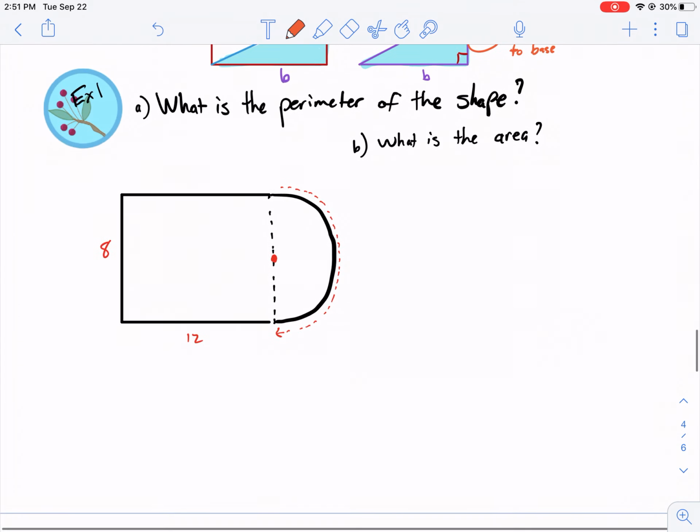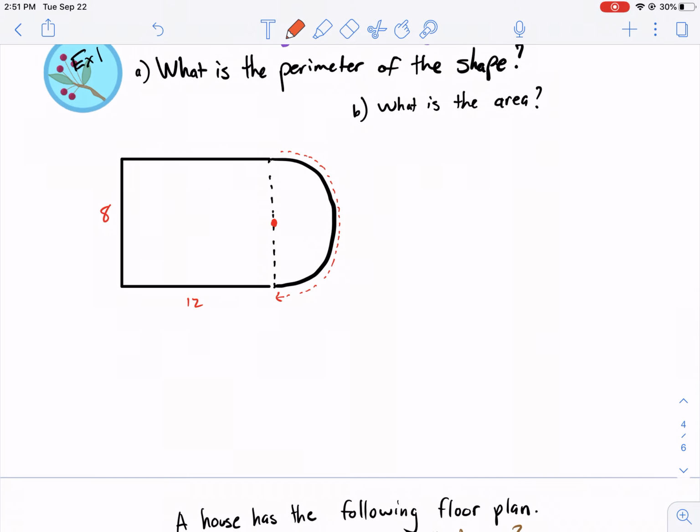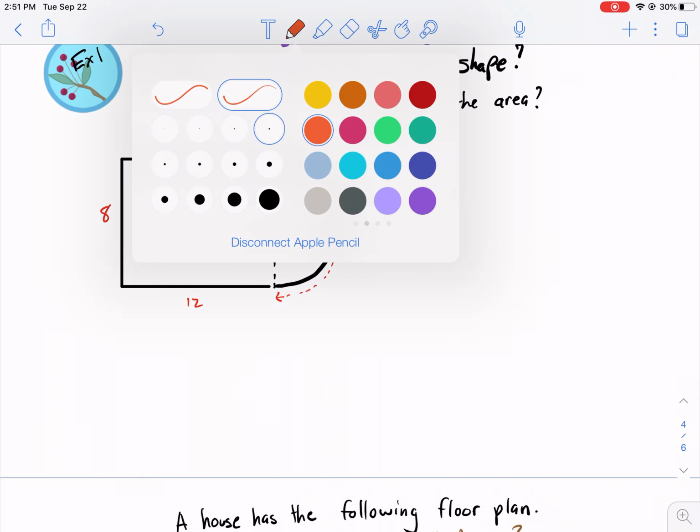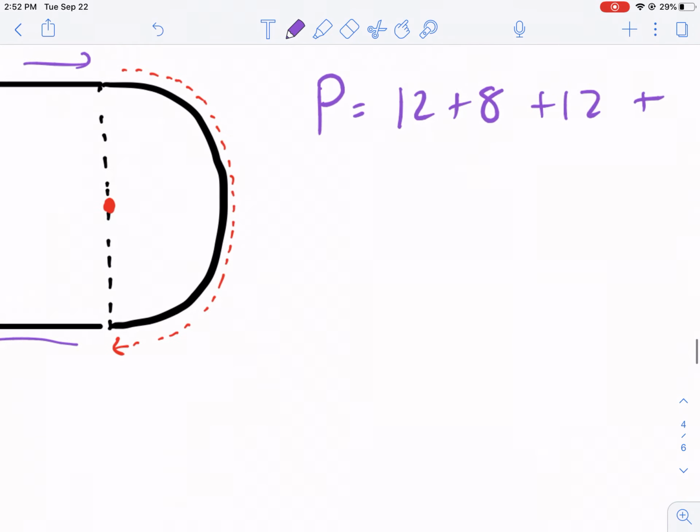So we have: what is the perimeter of the shape, and what is the area? Here it looks like a rectangle with a semicircle. The first thing we should do is take this 12 and put it on the other side, since it's a rectangle. The perimeter is the distance around this shape. We start here: 12 plus 8 plus 12 plus, now we need to find this distance around the circle.